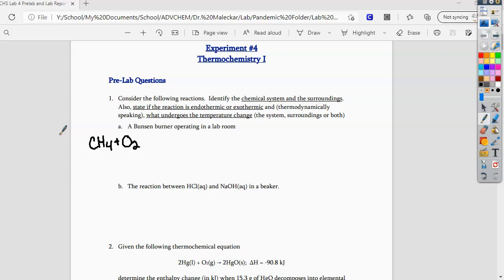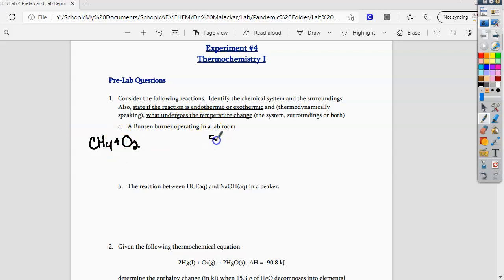Remember, for exothermic reactions, the surroundings are heating up. And for an endothermic reaction, the surroundings are cooling off. Some of you tend to get that backwards. So in an exothermic reaction, the surroundings will heat up. In an endothermic reaction, the surroundings will cool.